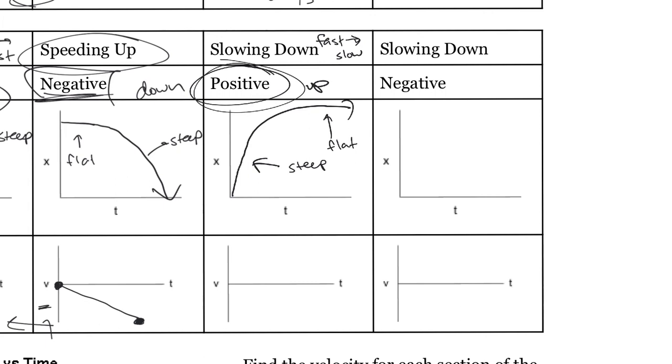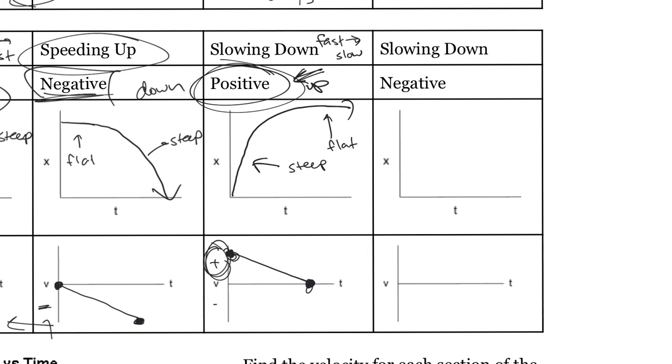For velocity, we're going to be on the positive side of the graph because we are in the positive direction, but we're slowing down. So we start off at a high velocity, somewhere up here, and slow down, get closer to 0, maybe even hit 0 over there. So it's slowing down, going from a high velocity to a low velocity, but we're on the positive side of the graph, so it's in the positive direction.